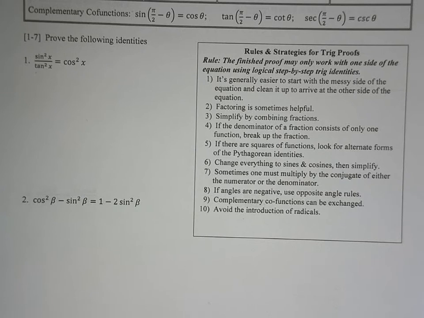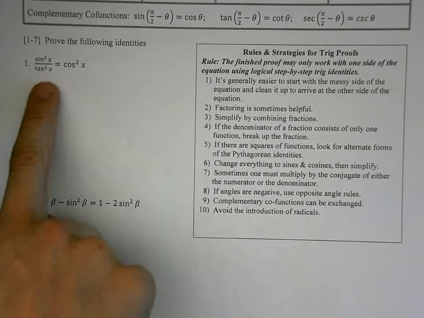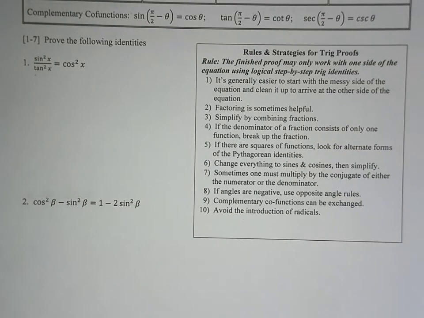But in number 1 here, in my personal opinion, I think the left's more messy, right? There's more stuff over there as opposed to the right side, which looks nice and clean. It's like one term. I personally would recommend working with the left. So that's what we're going to do in this video. So I want to get this sine squared divided by tangent squared to equal cosine squared. So what could I do here to manipulate the left?